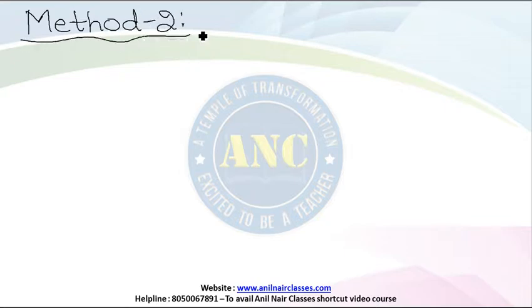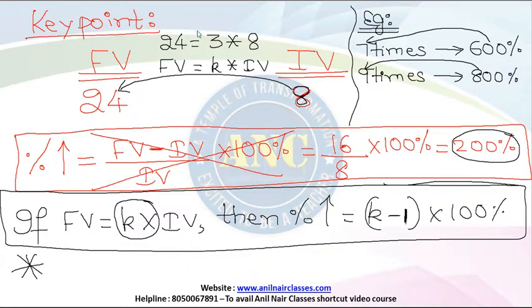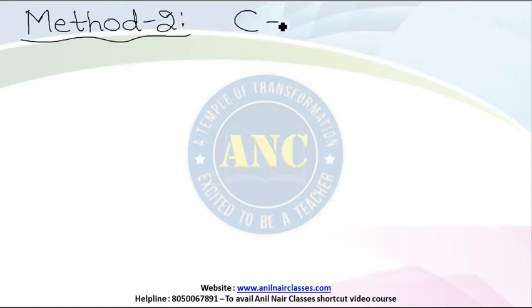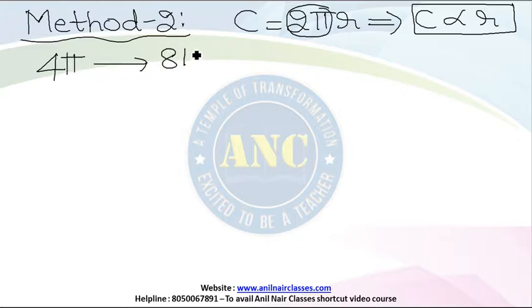let me read the question once again for you. The question says the circumference of a circle increases from 4 pi to 8 pi. That means I can easily say that the circumference of a circle is 2 pi r. We know it. Forget about this constant 2 pi. That means circumference is directly proportional to radius. If the circumference was initially 4 pi and finally became 8 pi, the circumference is doubling. Then the radius also will double. Simple language, right? Radius also will double.